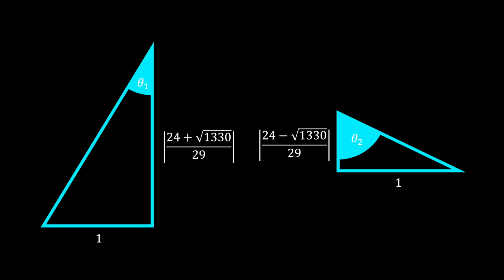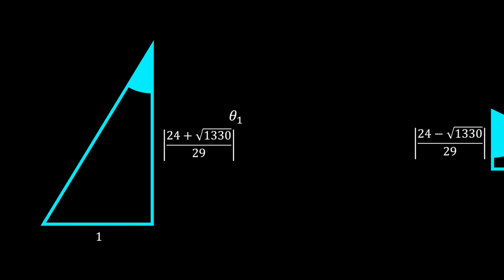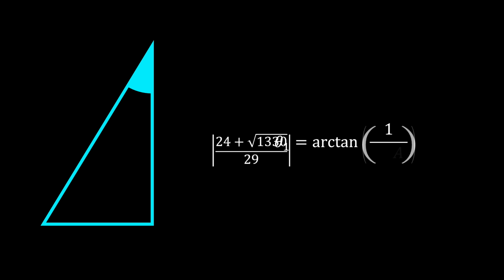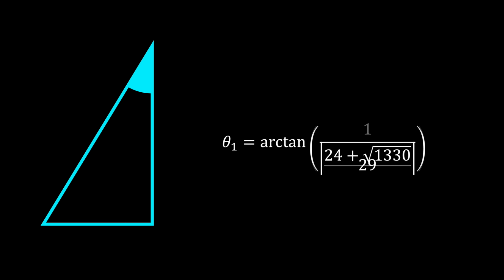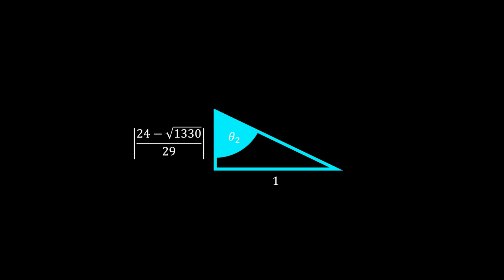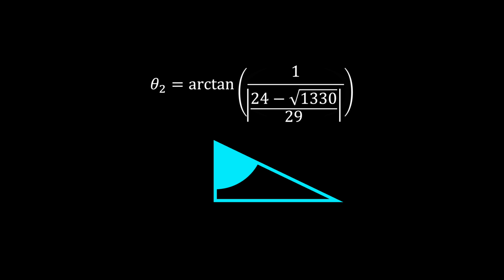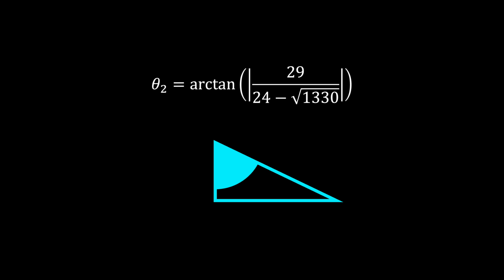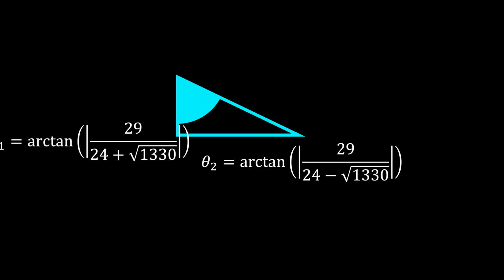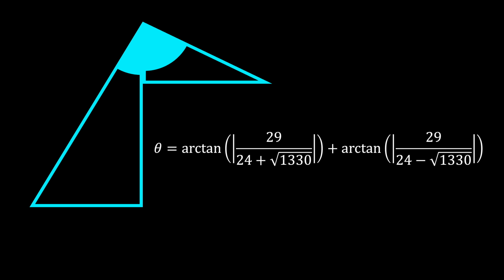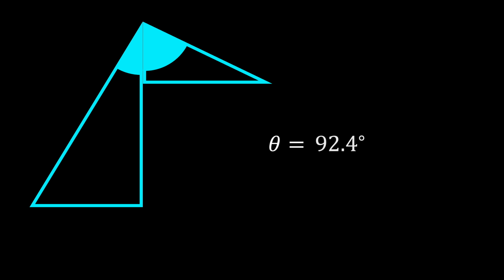First, let's find the exact angle for θ1 using basic trigonometry. Now we will do the exact same thing to find θ2. Now that we have found both angles separately, the final step is to add them together, resulting in a theta of 92.4 degrees.